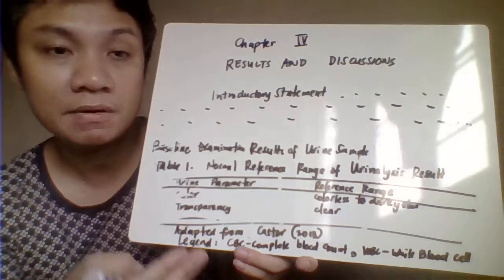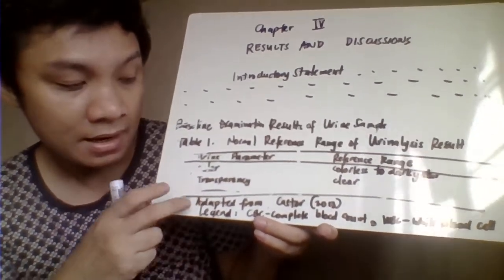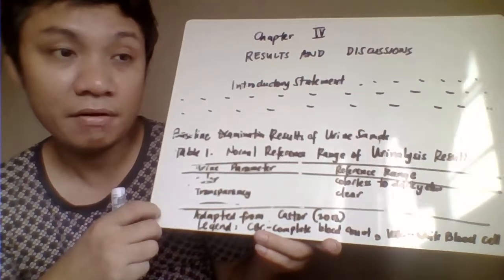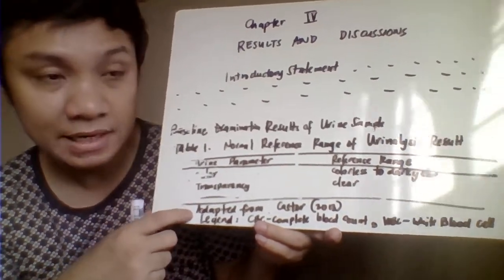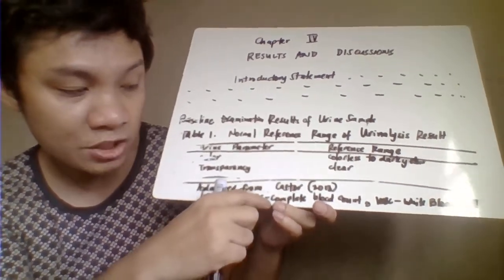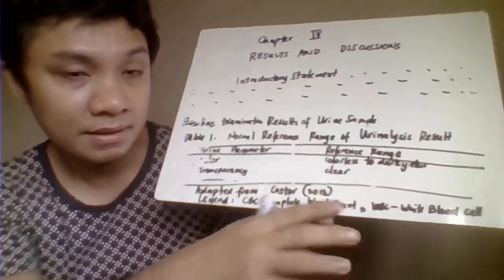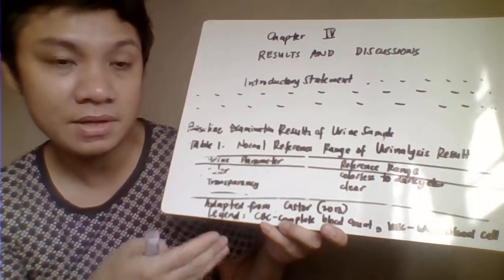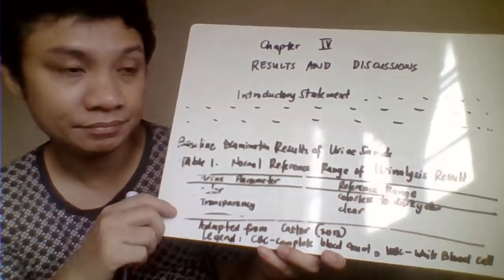At the end of your table, if you derive your table from a reference, you need to acknowledge that. You write here adapted from, then the author and the year of the source of that table. But you could also write a legend for that, for example, Legend, semicolon, CBC dash complete blood count, comma, WBC. So it's up to you. You can combine adapted from and the legend, or you can have only adapted from, or only the legend.